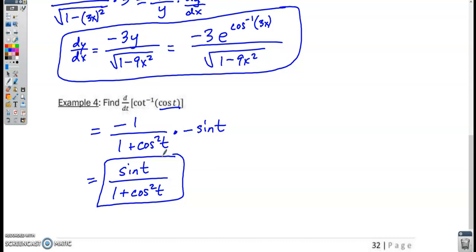All right, folks, that takes us to the end of our lesson on differentiating inverse trigonometric functions. Go ahead and do some practice with these rules, get a little bit better at them, and hopefully you'll be an expert at them in no time.